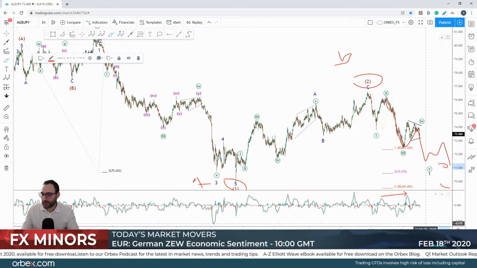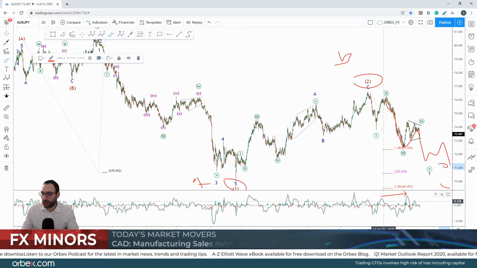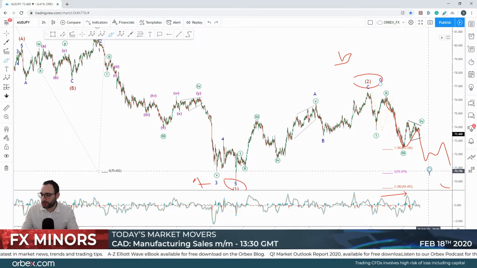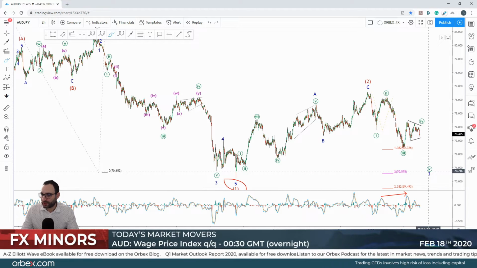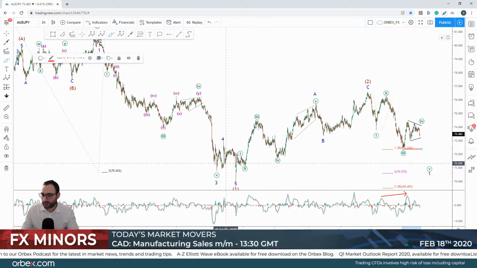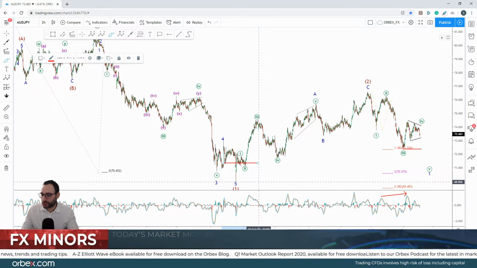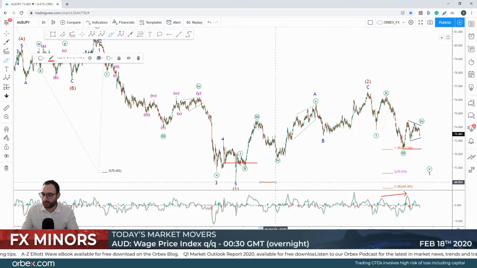Okay, that doesn't change. Now we are seeing some bearish signals on the MACD, and that's why I'm leaning towards a short-term bearish opportunity over here. We should be looking at 71.35, and then of course the level below 70.